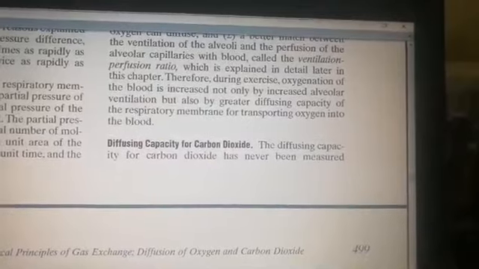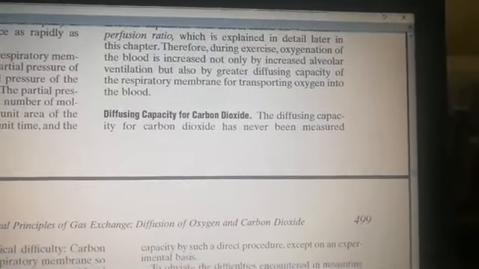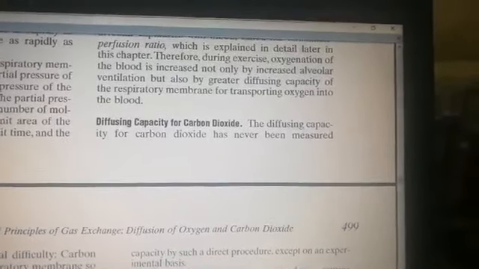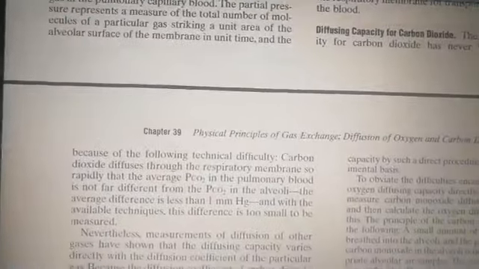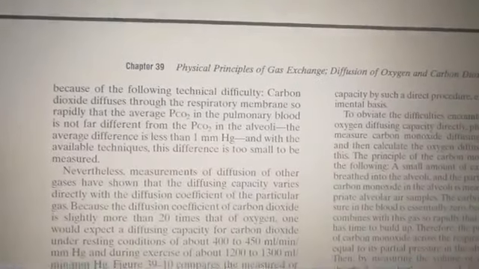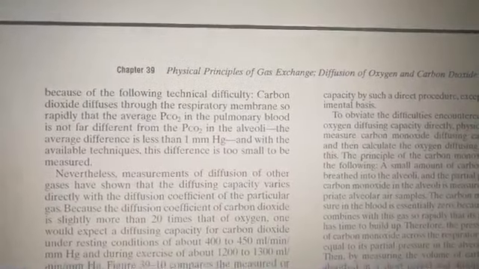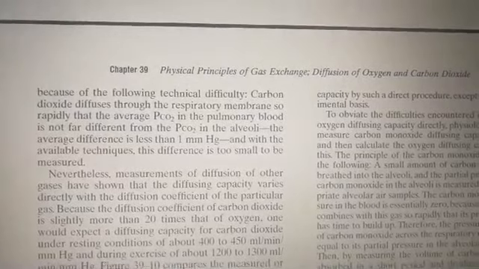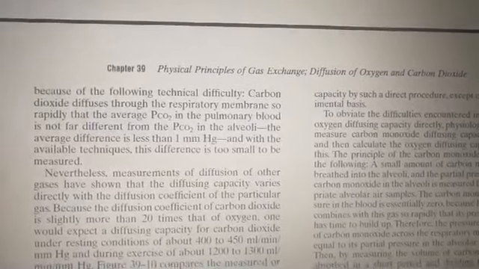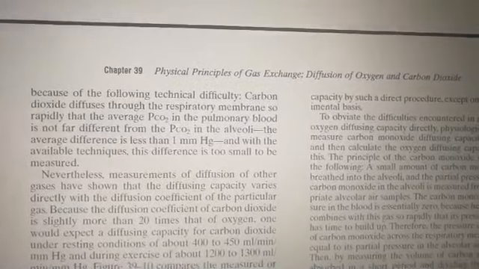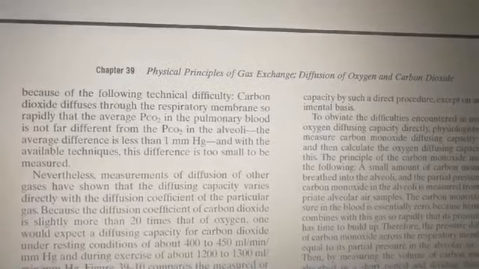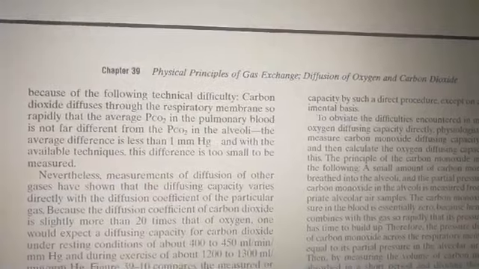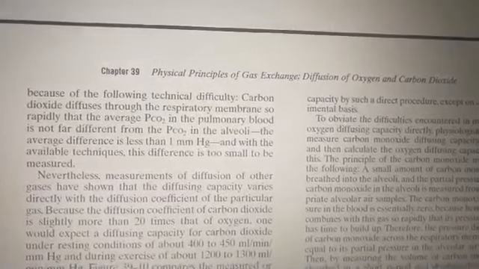And diffusing capacity of carbon dioxide. The diffusing capacity for carbon dioxide has never been measured because of the following technical difficulty. Carbon dioxide diffuses through the respiratory membrane so rapidly that the average partial pressure of carbon dioxide in the pulmonary blood is not far different from the partial pressure of alveoli. The average difference is less than 1 millimeter.